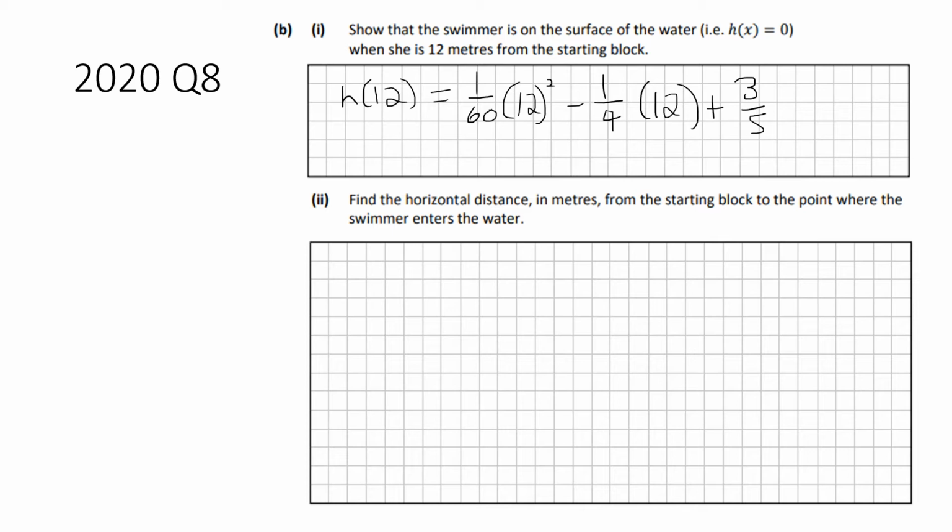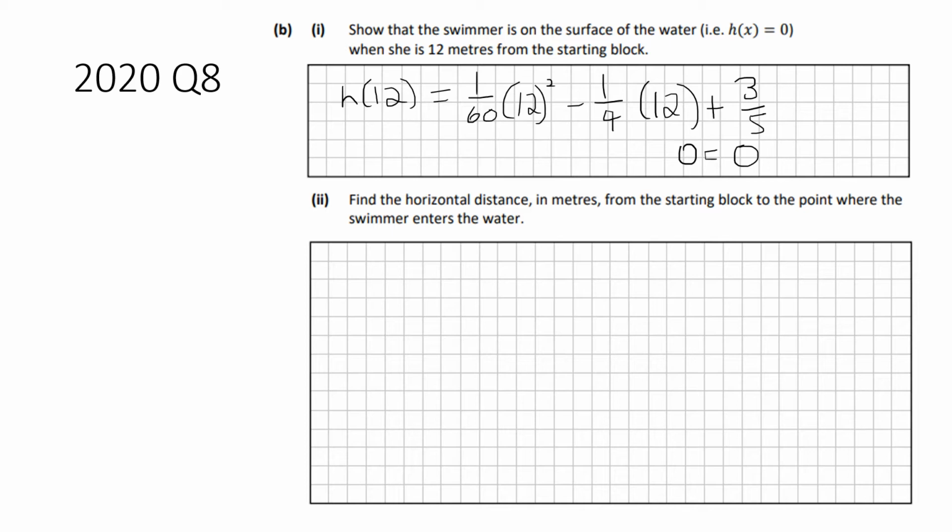So we want to see if it gives us 0, so we put it into our calculator, we get 0, so 0 is equal to 0 here. So to show that the swimmer is on the surface of the water, because the height here is 0, then she's on the surface of the water, so 0 is equal to 0, so that's correct. Then you want to find the horizontal distance in meters from the starting block to the point where the swimmer enters the water.